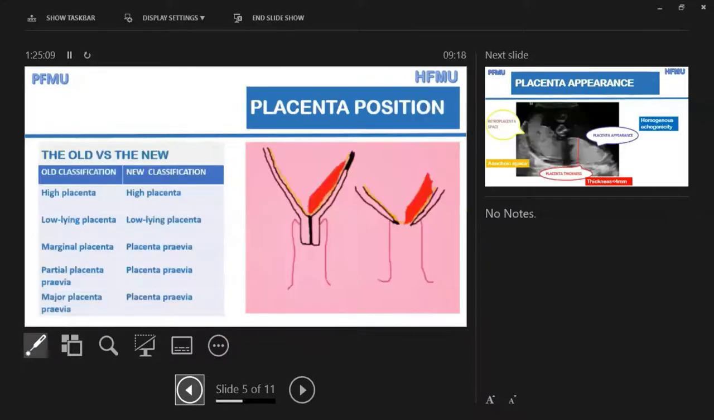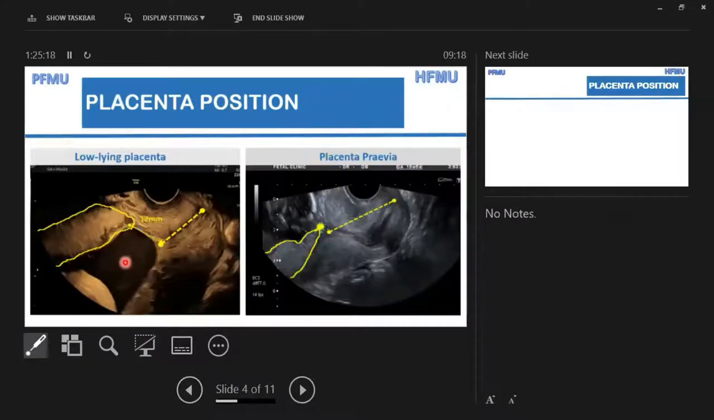Okay, so we said a low-lying placenta is a placenta that's like this one. It's in the lower segment. It's not encroaching onto the cervical internal os, but probably within 4 to 5 centimeters from the cervical internal os. Are we together? So if you pick something like this, it's different from something like that. Are we together? Yes. So if at the moment we are talking about a placenta that is somehow in this position, what do you do if you pick that on ultrasound scan?